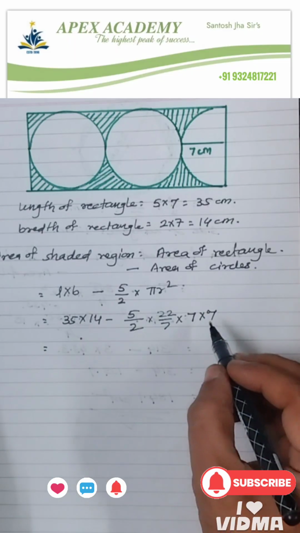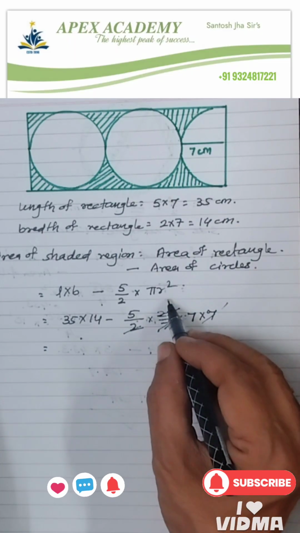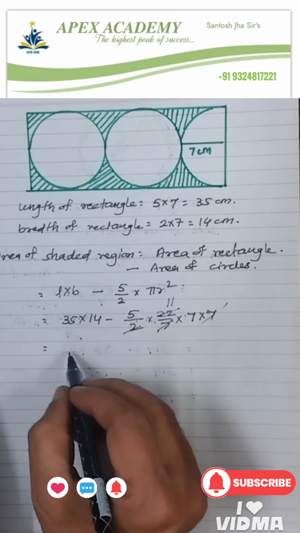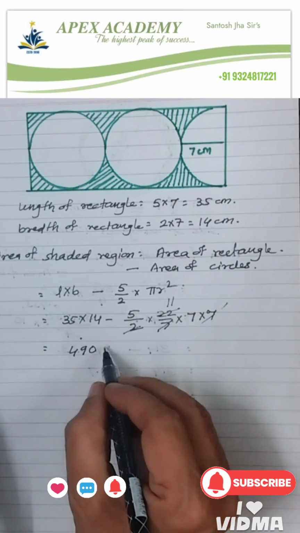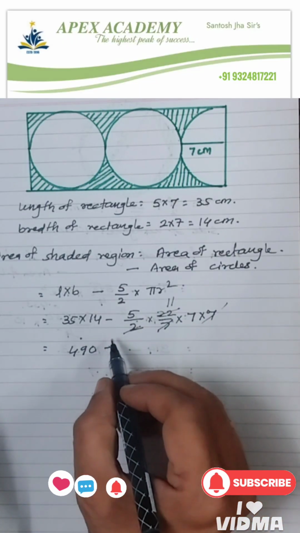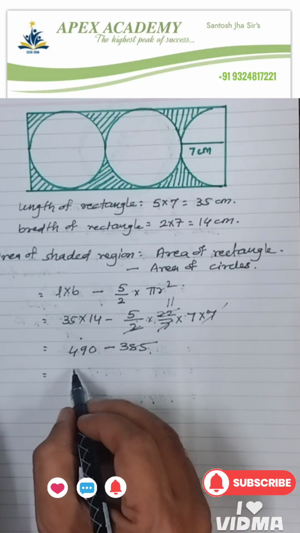Now see, 7 gets cancelled with this, 2 gets cancelled with this, and further we'll multiply 35 into 14, which is 490, minus here 5 into 11 into 7, that is 385. Further we'll subtract it and it is 105.